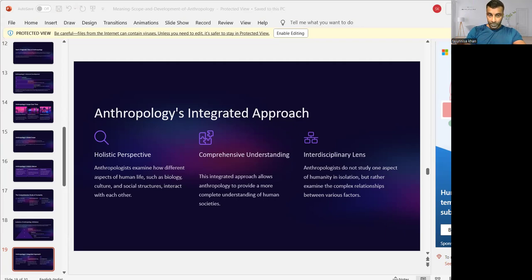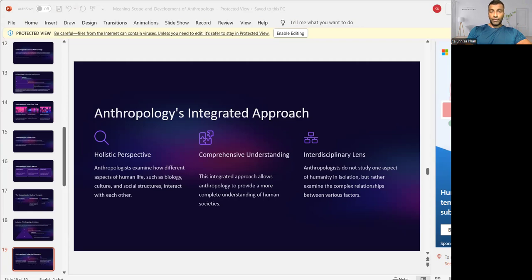Now, for example, when studying a particular society, an anthropologist might look at how biological factors like health and nutrition influence social behavior, or how cultural practices shape economic systems. This integrated approach allows anthropology to provide a more comprehensive understanding of human society. So all these are interconnected, and anthropologists will look into different aspects, biological, cultural, etc., in understanding human behavior, or how the system is formulated and everything.